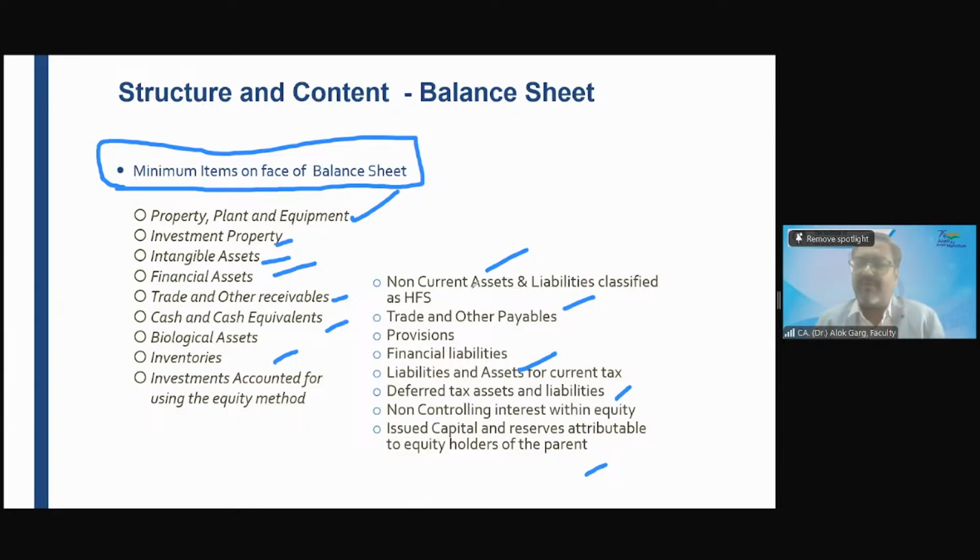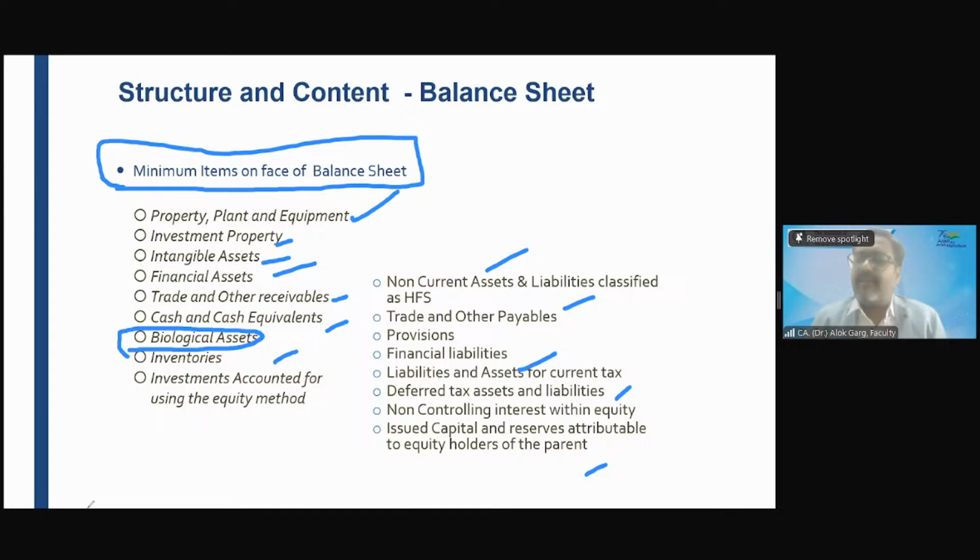Two questions to all of you. Two questions. Question number one. This talks about the minimum line items on the face of the balance sheet. Question number one. Like this biological asset. This is the minimum line item.